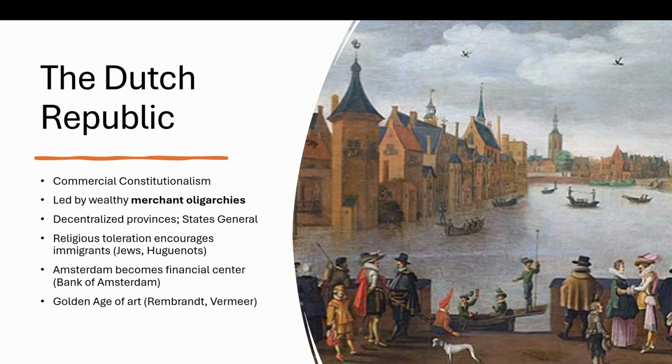So, starting with the Dutch Republic, it is a commercialized powerhouse built on a decentralized government. Power mostly belongs to wealthy merchant oligarchies, and religious toleration attracts immigrants who fuel economic growth, so it's this repeating cycle. Amsterdam becomes a major financial center, home of the Bank of Amsterdam, a center of Dutch art. All that flourishes during what's called the Dutch Golden Age, with artists like Rembrandt and Vermeer.